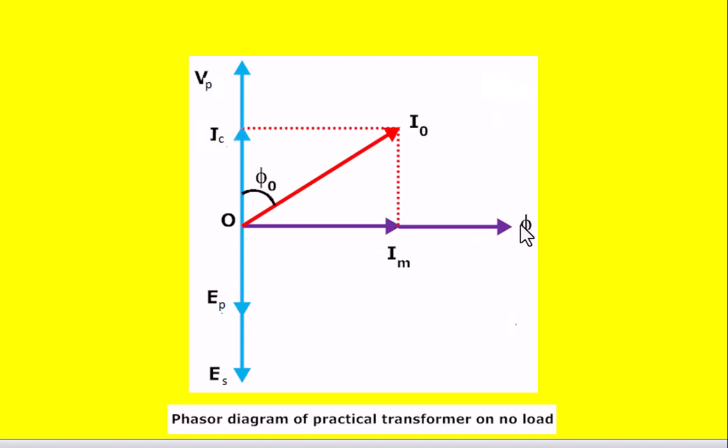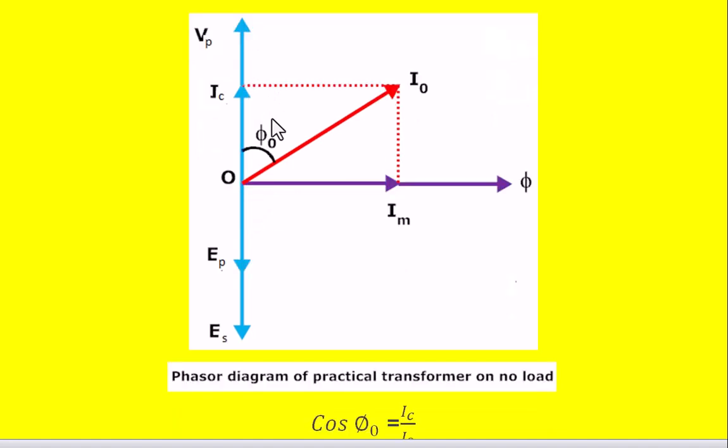Because of this flux, there is induced EMF in the primary winding called E1 or EP, which lags the flux by 90 degrees. Similarly, the induced EMF in the secondary winding is called ES, which also lags the flux by 90 degrees, so that EP and ES are in phase, but they lag behind the flux by 90 degrees, and they oppose the applied voltage Vp or V1. And the angle between IC and I naught is called the power factor angle, and I naught is the vector sum of IC and Im.